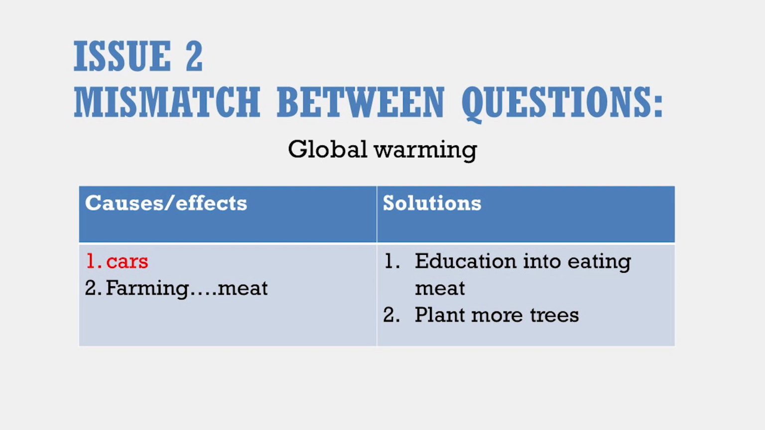So then if we have solutions of education into not eating meat, about vegetarian diets, and planting more trees, in this case our solutions don't fit well with our causes. And this is because we've said nothing about cars. We should really have something about encouraging people to use public transport by the government providing funds so that public transportation can become more convenient.